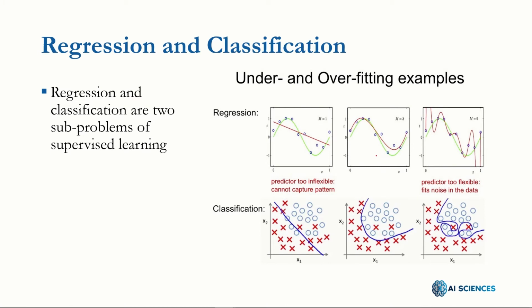Let's see a couple of examples of regression and classification. Regression and classification are the two sub-problems of supervised machine learning. Classification is a discrete problem where we assign each instance a specific category, a specific class. But regression is a continuous problem where we need to achieve some curve or some series of numbers.